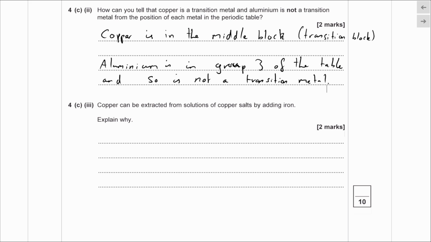Alright, so finally part 3, we're told copper can be extracted from solutions of copper salts, okay, by adding iron. Explain why. Now you should know that copper is a very unreactive metal, and the way that we can get rid of an unreactive metal from a salt is by displacement with a more reactive metal. Okay, so iron is more reactive than copper.